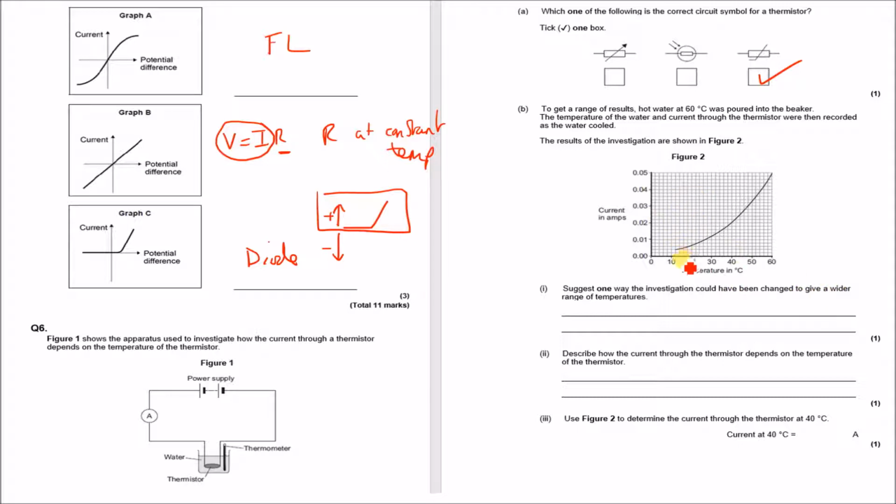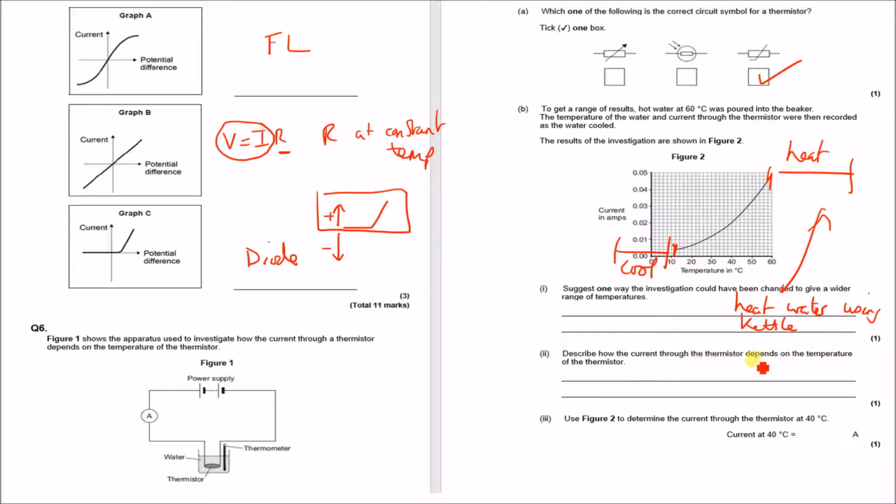Right, so suggest one way the investigation could have been changed to give a wider range of results. Well, if we look at the results, we've got it from here to here, so that's roughly 10 to 60 degrees. Well, what about going past here? Well, we could heat the water, or going this way, we could cool it down. So if we use some ice, maybe we could get the water cooler. If we boil the water, we could heat it up. So, heat water using kettle or Bunsen.